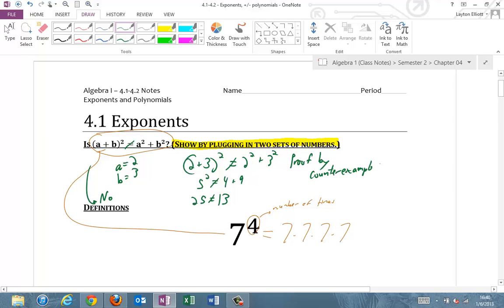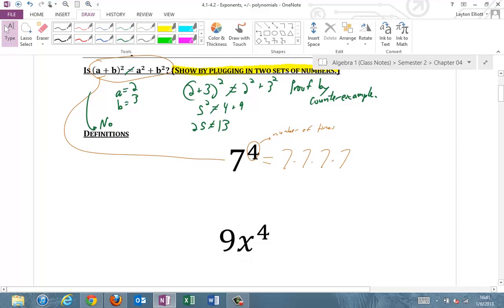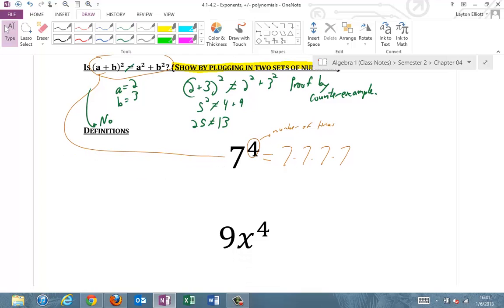What a counterexample is, is a single example that showed that it's not true, and so you can say that it's not true all the time. Now, it could be true 1 or 2 times. If a is 0 and b is 0, that's called a trivial example, but this is not always true, so we can't say that (a plus b) squared is a squared plus b squared.